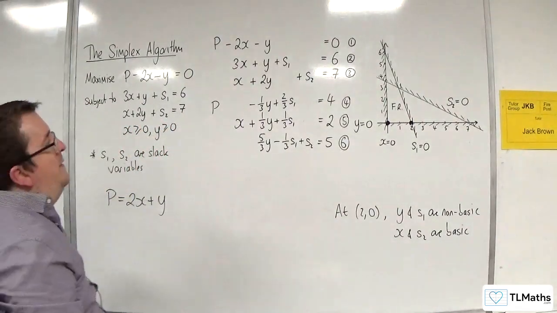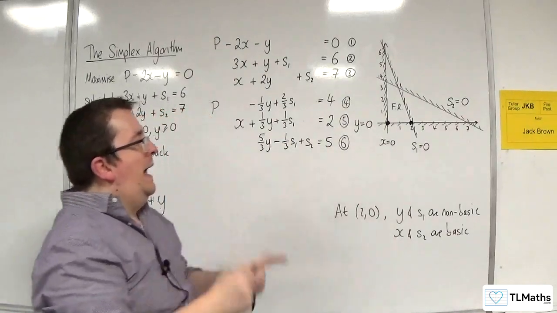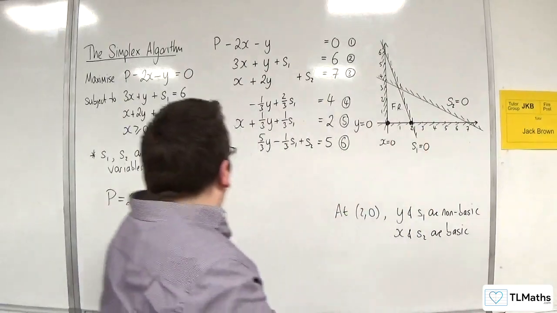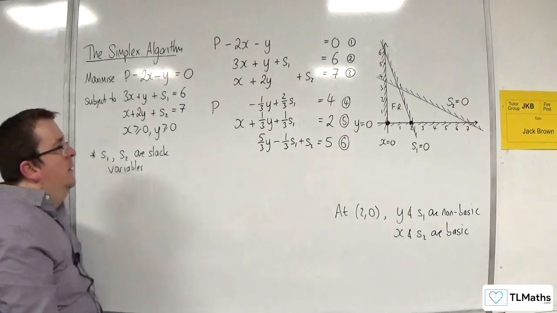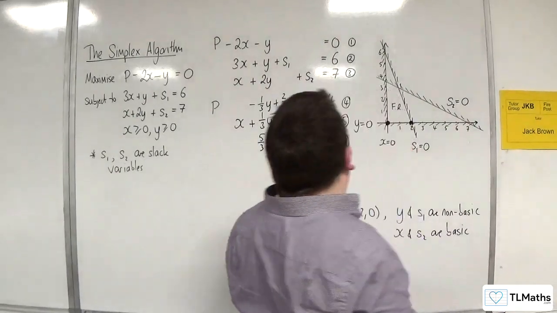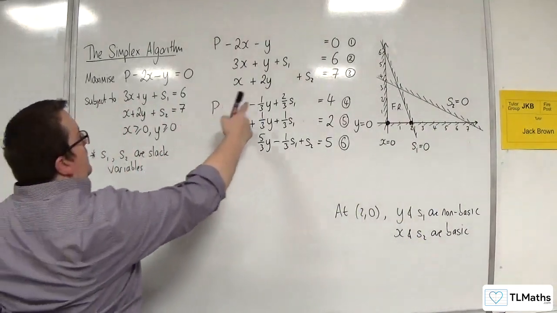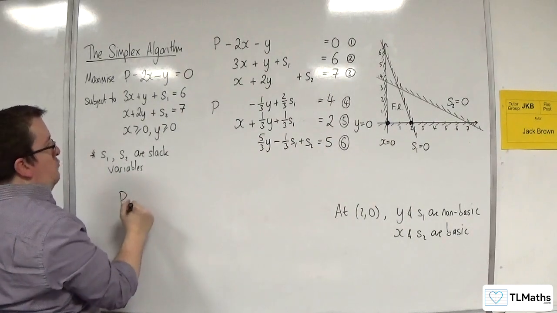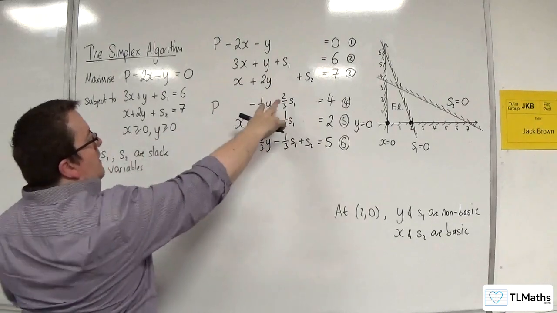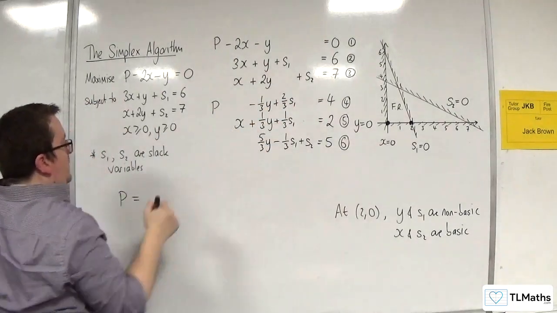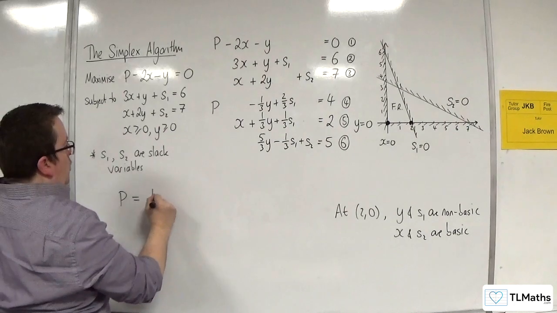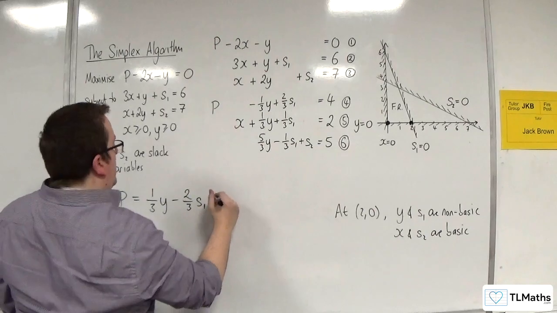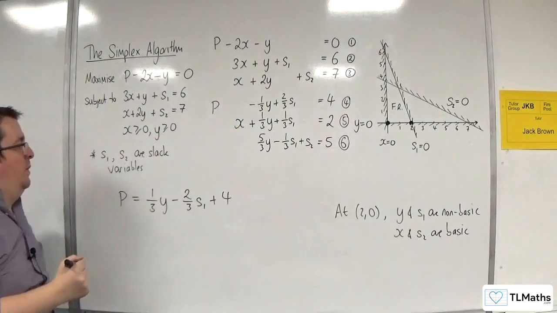So that's what's happened. Now, are we at the best solution? That's the question now. Well, how can we tell? Well, if I take that equation that we've got there and I rewrite it, so I move the y bit and the S1 over to the other side, P is equal to 1/3 y, take away 2/3 S1, plus 4. That's what I'm currently seeing.